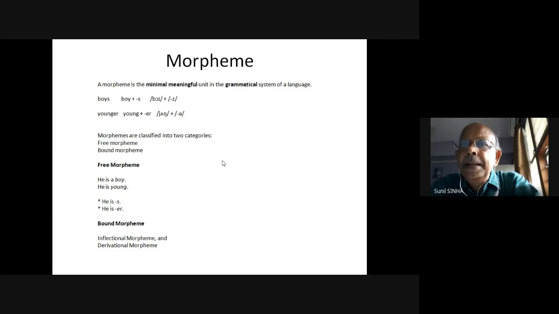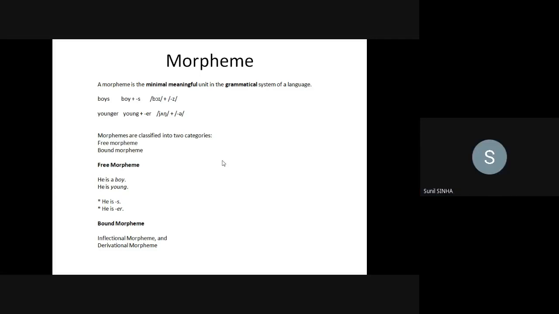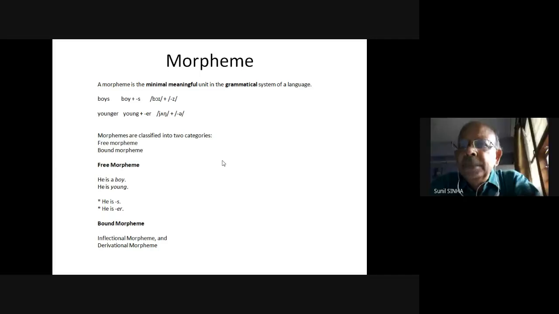But what about S and ER? S in boys and ER in younger. Now S is pronounced as the, boy, and younger ER is pronounced as a. So the and a, or S and ER, both are also morphemes. Why? Let us see. Are they minimal? Yes. S is minimal. We cannot break it further. ER is also minimal.